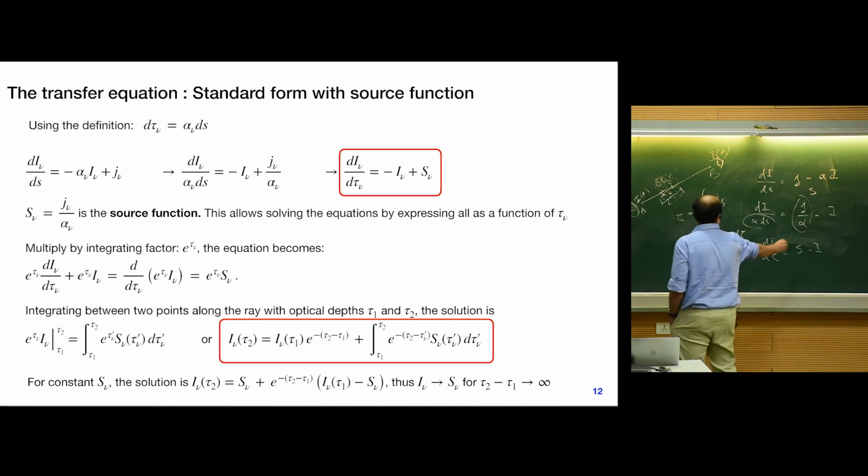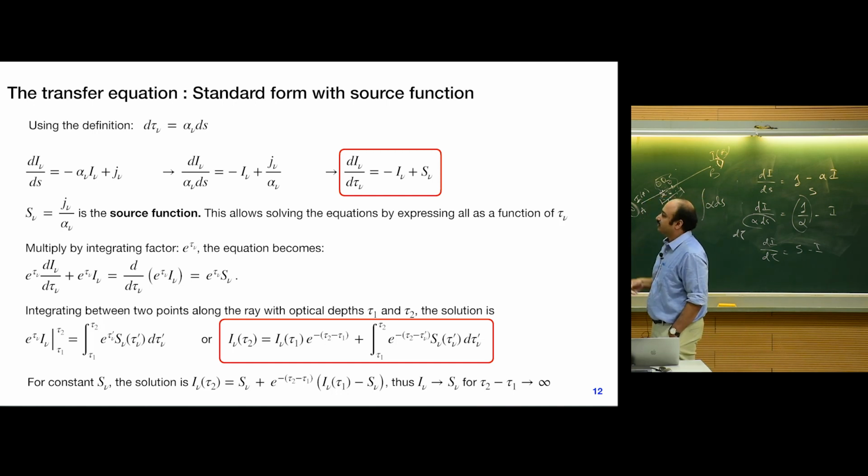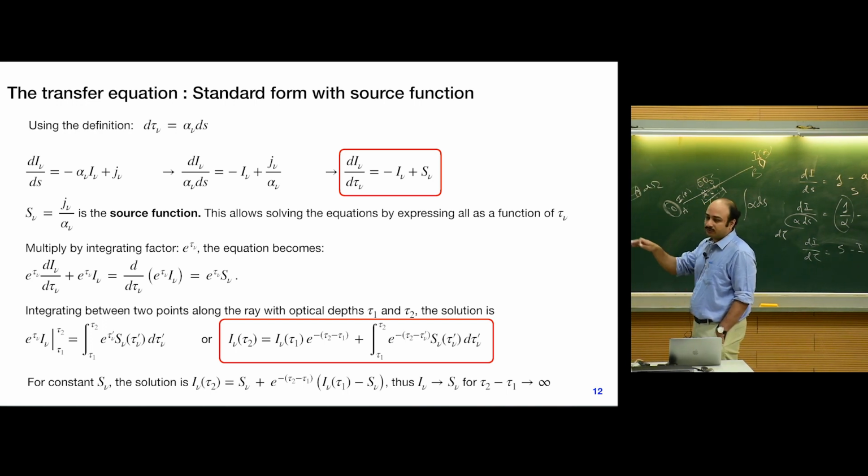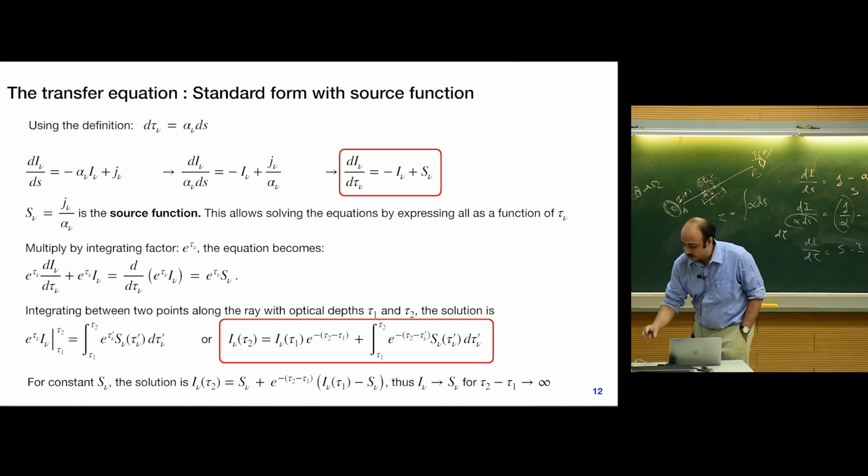Now, this equation can be integrated quite trivially using an integrating factor. I'll not go through the steps directly, it's outlined here. You multiply by e to the power tau nu everywhere, and then you can form the integral, and then you get this result over here. It will be there in the PDF, so don't bother working it out right now.